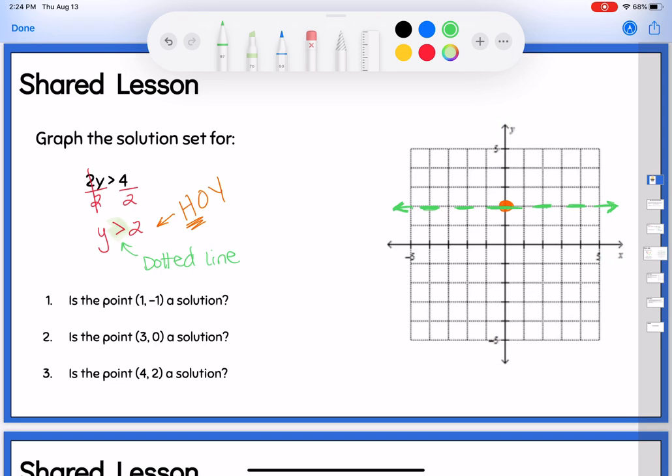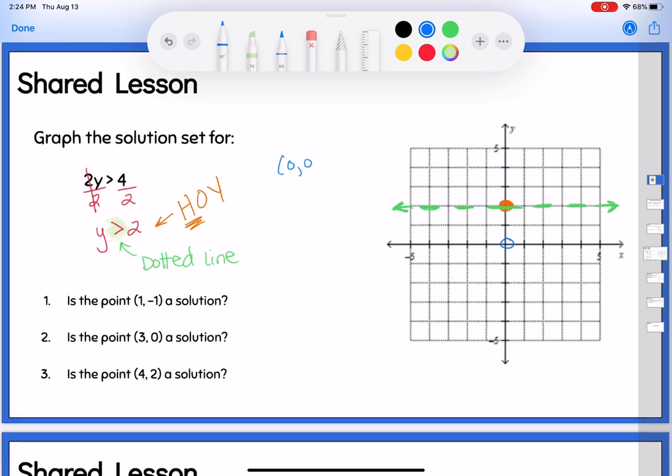Now hopefully it's pretty obvious which side you want to shade on. But if you're just in that mode of checking the point, let's definitely do that just to make sure, right? Again, the easiest point to check here is the point 0, 0. Even though I have an idea of which side I'm going to shade already, I'm just going to go ahead and use that easy point to double check.